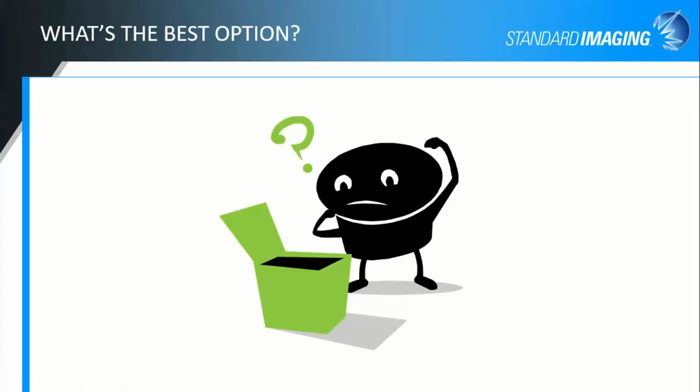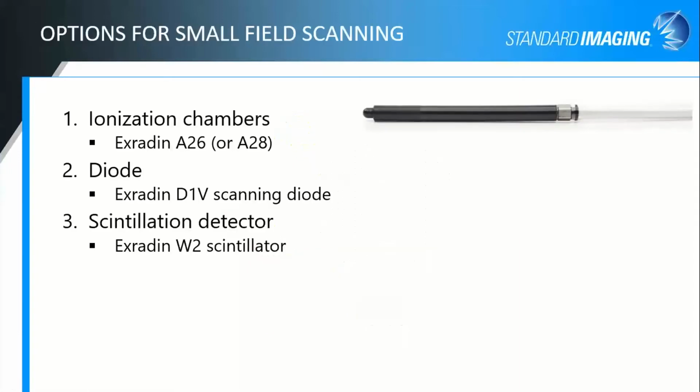Considering all of those things, there's a lot to think about, obviously. But for small field scanning, we've got three main options for you. So there's the ionization chambers. The A26 is the microchamber that I'd recommend. The A28 I list here just because that's our standard scanning chamber, the 0.125 cc, but the A26 really is the small field detector. There's the diode. In our case, this would be the Exradin D1V scanning diode. Or there's the scintillation detector, the Exradin W2.